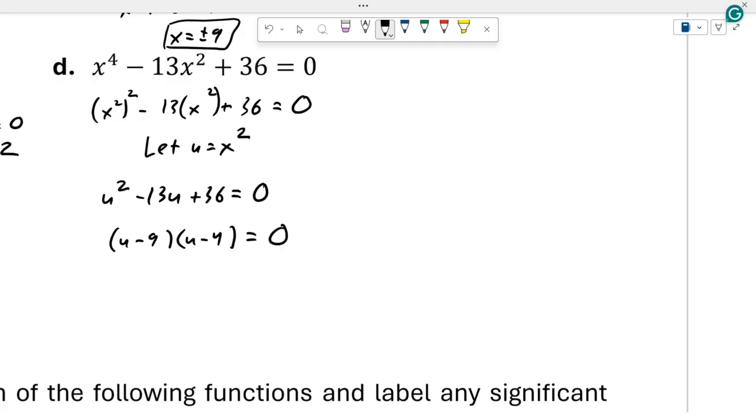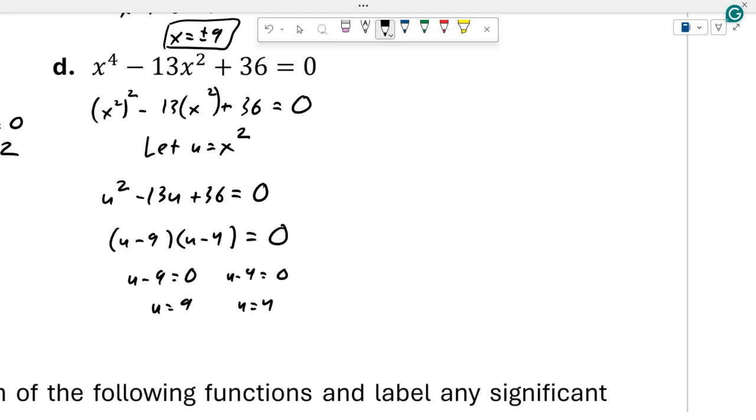Zero product property says that each of our factors has to equal 0. So u minus 9 equals 0, and u minus 4 equals 0. Therefore, u equals 9, and u equals 4. Now, if we were solving for u, we'd be done, right? Because u equals 9 and u equals 4. But in the original problem, there was no u. We created u out of thin air, right?